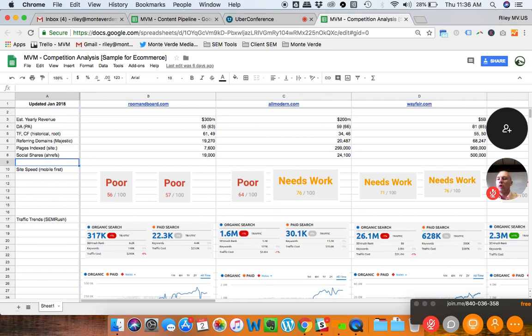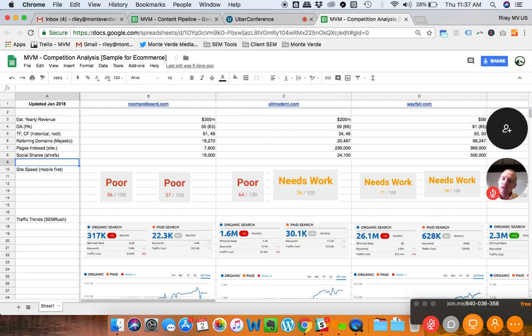So with referring domains, most people are familiar with backlinks and the role that they play in SEO. If you're not, we have an SEM session where we do an intro to backlinks and different types of backlinks, and some of the terminology around that. Check that out.